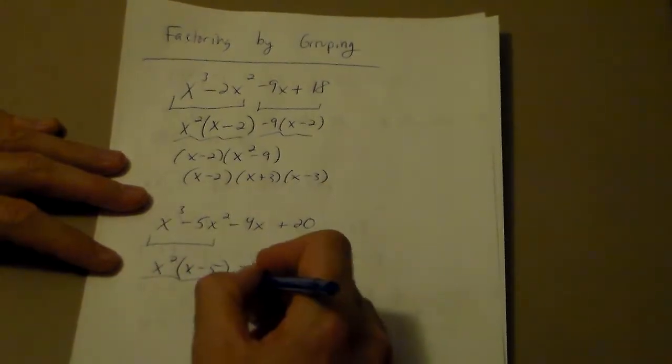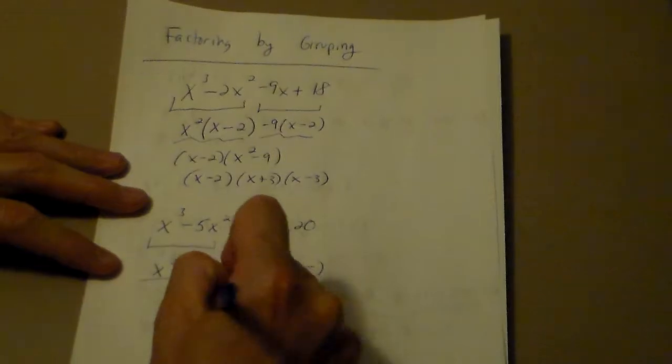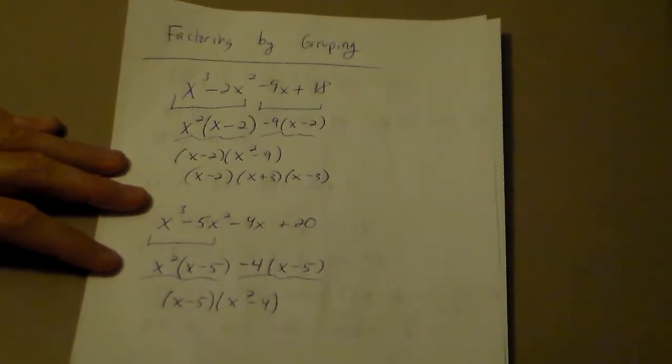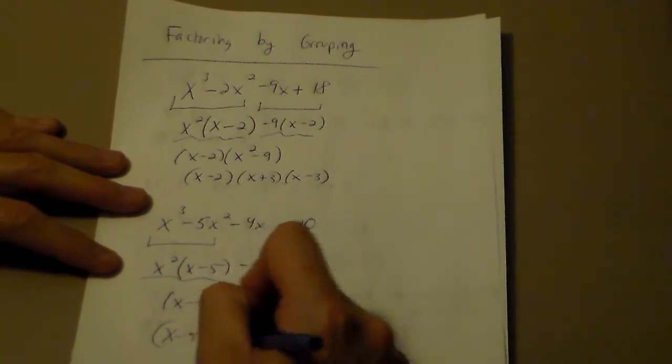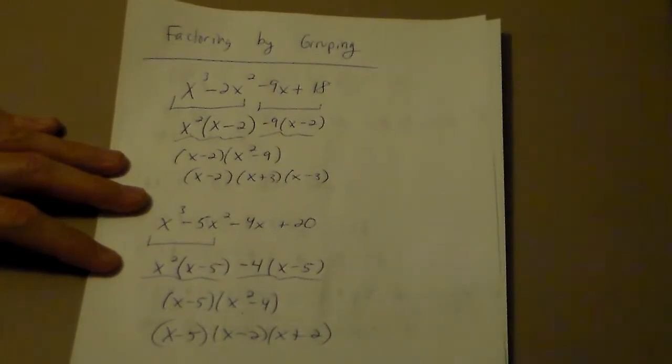What do you see over here that you also see over here? That'd be x minus 5. And what are you left with? X squared minus 4. That can be factored again: x minus 5, x minus 2, x plus 2. All right, let's try one more factoring by grouping.